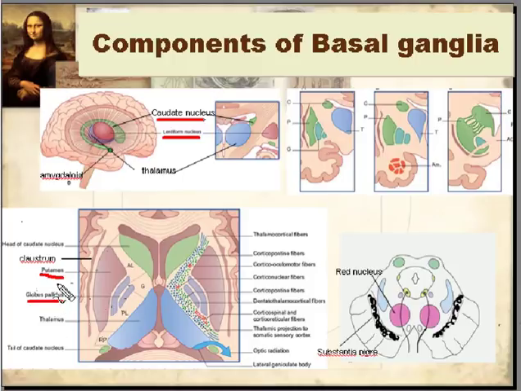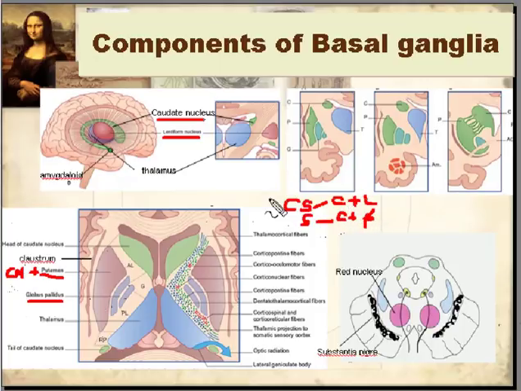Now, the caudate nucleus plus the putamen together form an area which is called the striatum or the neostriatum. So we have two terms here. We have corpus striatum, which consists of the caudate nucleus and the lentiform nucleus, and then we have just the striatum, which consists of the caudate nucleus and part of the lentiform, which is the putamen.